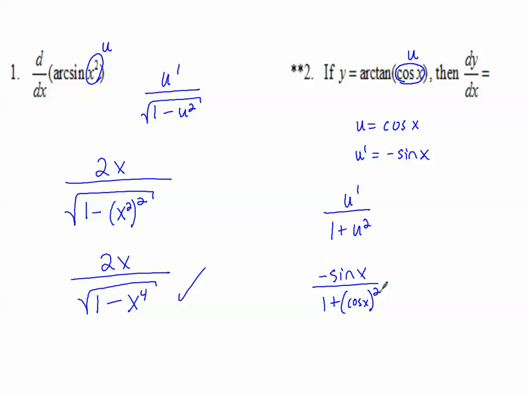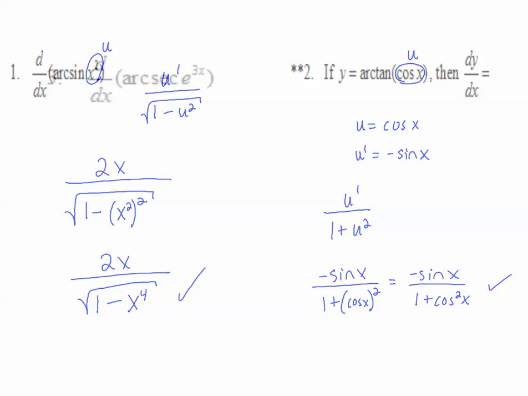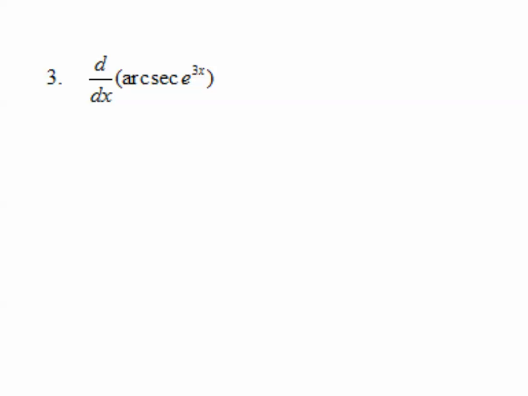Now you may want to write it a little bit simpler. Perhaps you say negative sine of x over 1 plus cosine squared x. That's a little bit simpler. Sometimes you maybe even want to play around with some identities to clean it up a little bit more. That's up to you and the choices that you're given. Let's go ahead and take a look at one more of these basic ones. Inside the arcsecant, that's our u.